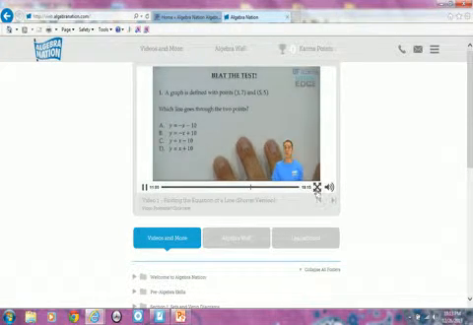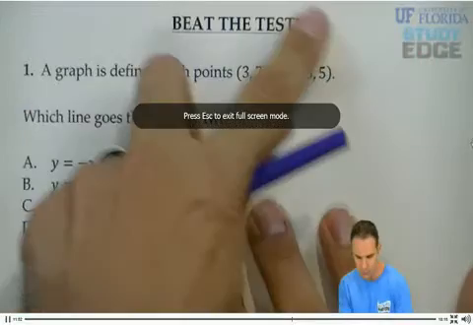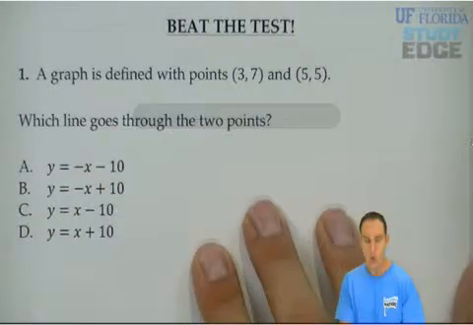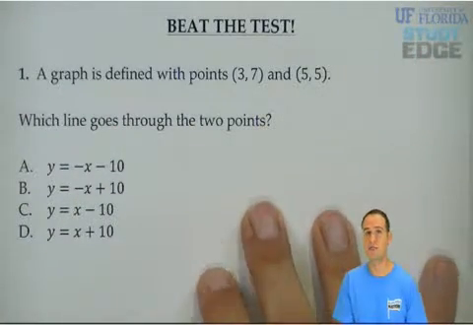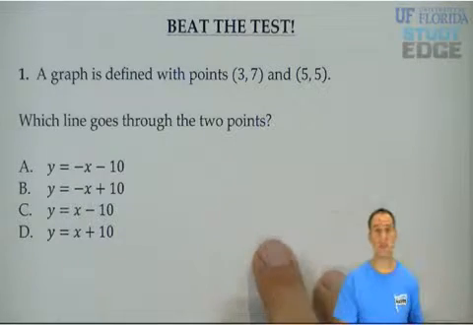Going to be the test. So here we go. Two questions. A graph is defined with these 2 points. Which line goes through these 2 points? You have options on a multiple choice.